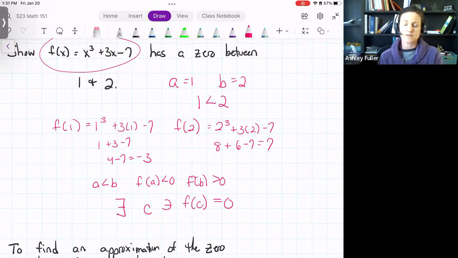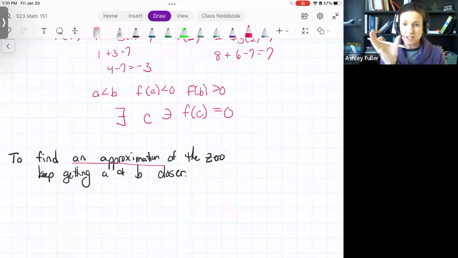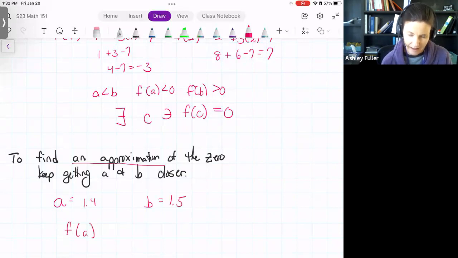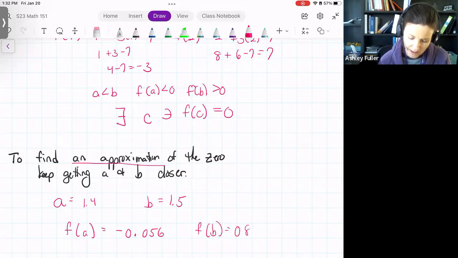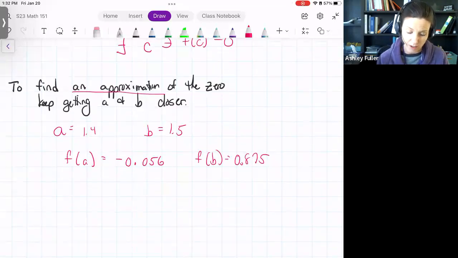We can also use this and develop it further to approximate a value for this solution. To find the approximation, we're just going to keep getting a and b closer together. So we know that it exists between 1 and 2, so let's go even smaller. Let's now make a 1.4, and let's make b 1.5. When we calculate f of a, and I'll let you do this on your own, we get negative 0.056. And when we calculate f of b, we get 0.875. Notice we still have one negative and one positive. So we know there's a 0 between these two values. So we can get even smaller.